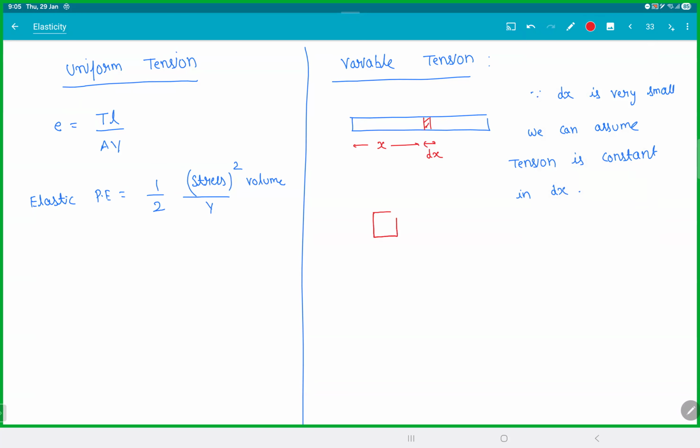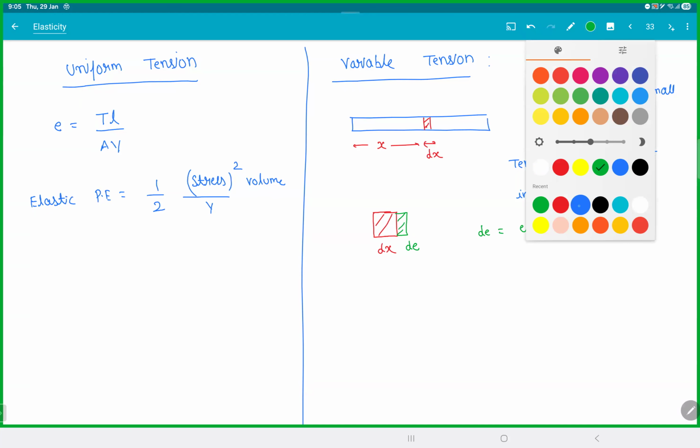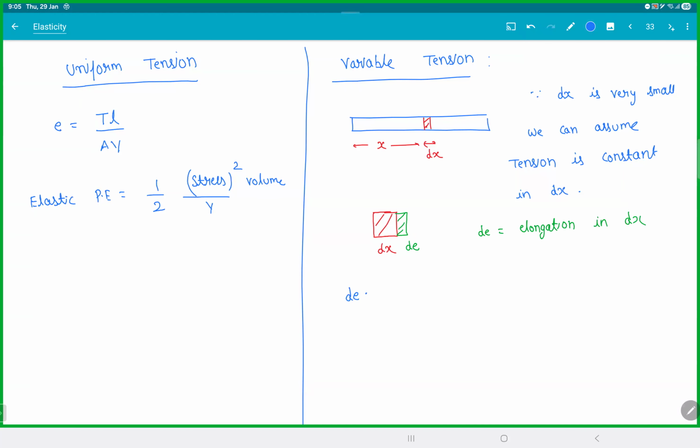So the dx rod will stretch by a small amount dE. So dE is the elongation in dx. The length of the rod is dx and the elongation in the dx rod is dE. You're done. Apply the formulas. What is the formula there? Elongation dE will be tension as a function of x, since your tension is not constant, into length, which is dx, by AY. Therefore, your elongation will be the integral of T dx by AY. That's how the formula modifies. And what about the energy?